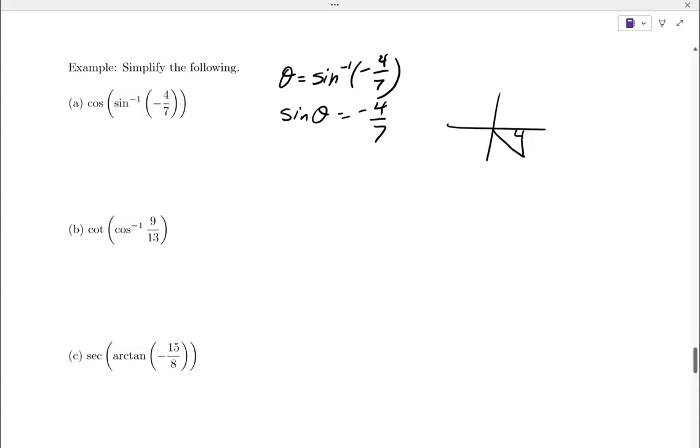Tell me what sides to label. The opposite would be 4. Yeah, and I'll make it negative since it's below the axis, right? And then the hypotenuse is 7, right? Can you figure out the adjacent side? Hope so. What is that? Square root of 33? 49 minus 16 is 33. Take the square root. Pythagorean theorem, right?